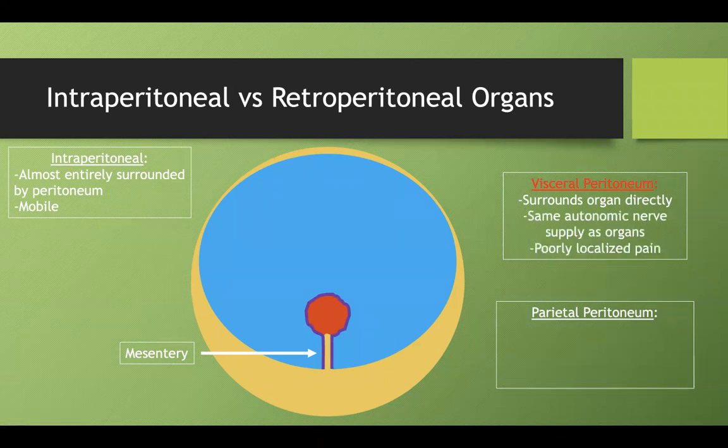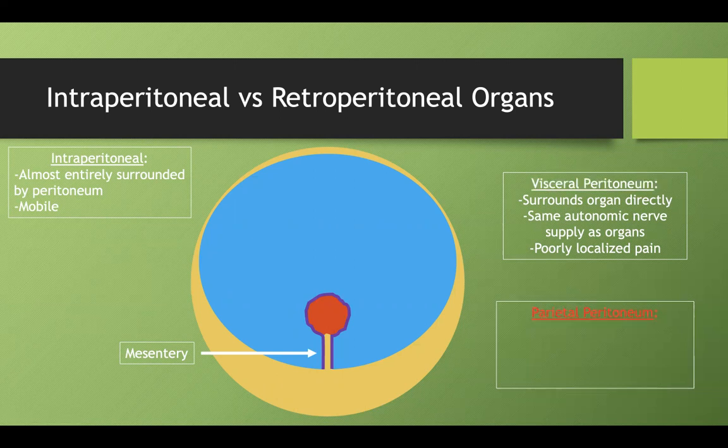And what that means is that if you ever have pain or irritation in this area, it's going to be poorly localizable. If you think about somebody who has a heart attack, it's not like they feel that pain directly in their chest, right? It's usually a diffuse pain, you might have jaw pain, you might have stomach pain. It's very poorly localizable. And the same thing can be said for this, because it shares the same nerve supply as an organ, it's very poorly localizable.